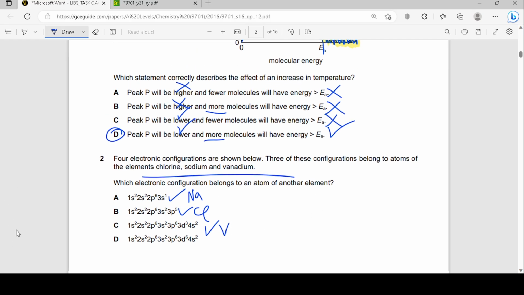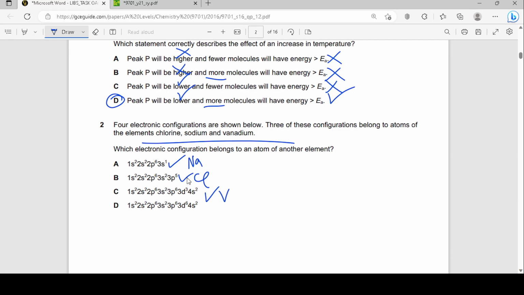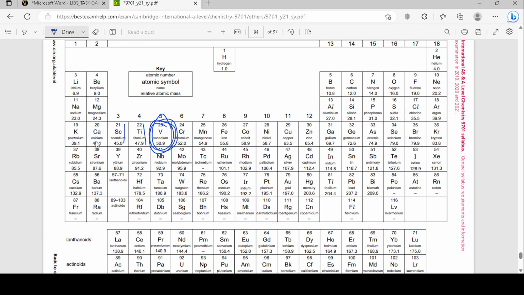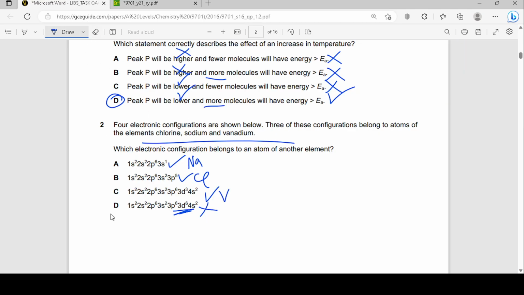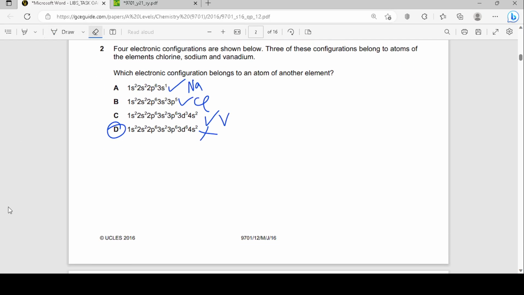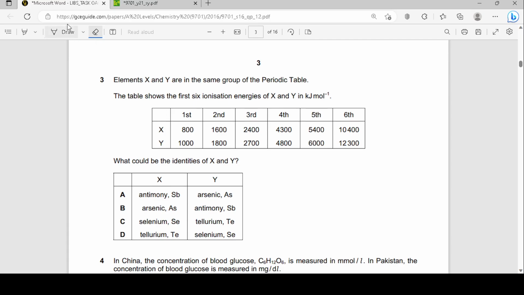So this one is sodium, this one is chlorine, this is vanadium, so this one must be something else. 3d6, 4s2, so 4s2 and then 3d6. So probably the last one is iron, even though they didn't ask it. They just asked which one is not sodium, chlorine, or vanadium. But basically, the answer is just going to be D. And yeah, the next question now.